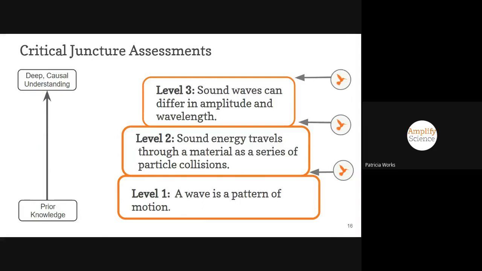The critical juncture assessments occur at key points in the unit at which it's especially important that all students understand the content so they're well positioned for the learning experiences to come.